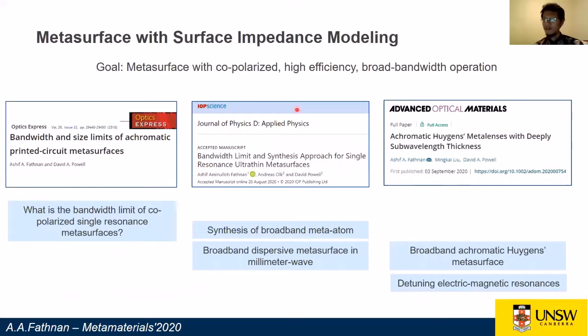In a series of studies, we try to follow this approach of bandwidth enhancement using the surface impedance model of the meta-atom geometries. We start from a simple fundamental question, which is: what is the bandwidth limit of a copolarized single-resonance metasurface? We then propose a synthesis method based on first-order approximations of the surface impedances and use it for realizing a broadband achromatic Huygens metasurface. The overall goal here is to obtain a metasurface with copolarized, high-efficiency, and broadband operation.